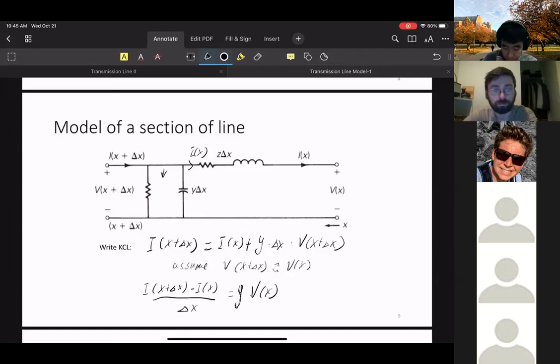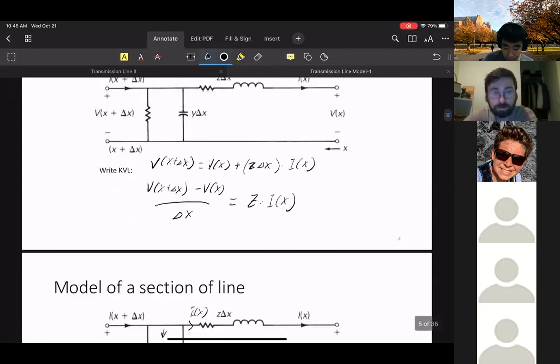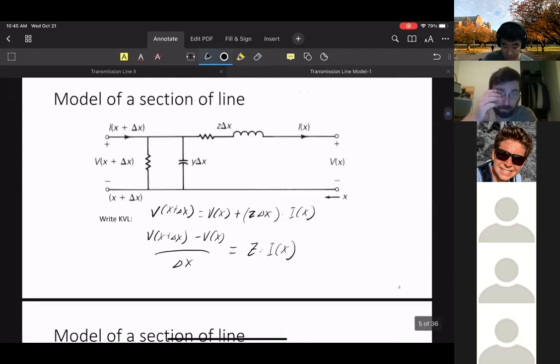Okay, so this is the difference equation we get. Then what we can do is we can take delta x to be small. So here we're going to take the limit as delta x goes to zero. Then we have dv dx. So this difference becomes a derivative.